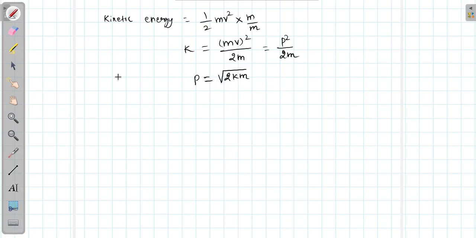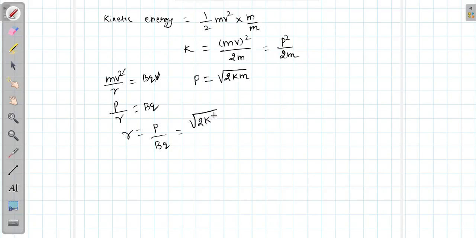Okay, the momentum relationship. We know mv square by r equals bqv. So v gets cancelled, and p by r equals bq. Therefore, r equals p divided by bq. So instead of p, you just replace it with root of 2Km, giving root of 2Km divided by bq.